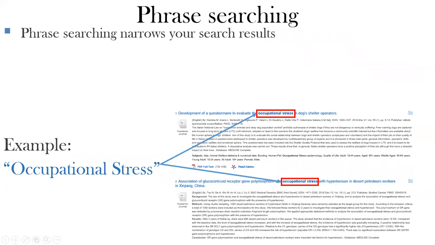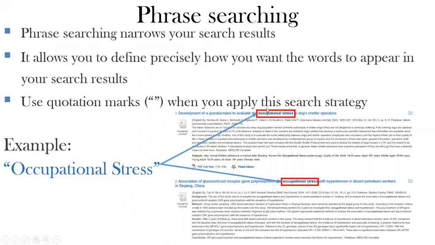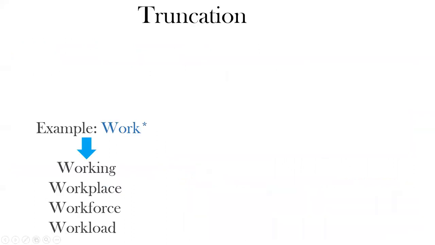Phrase searching is used when you want to narrow your search results by using the quotation marks. It allows you to define precisely how you want these words to appear in your search results. In this case, occupational stress we used with the quotation marks, and in your first two results, you will find the phrase occupational stress.